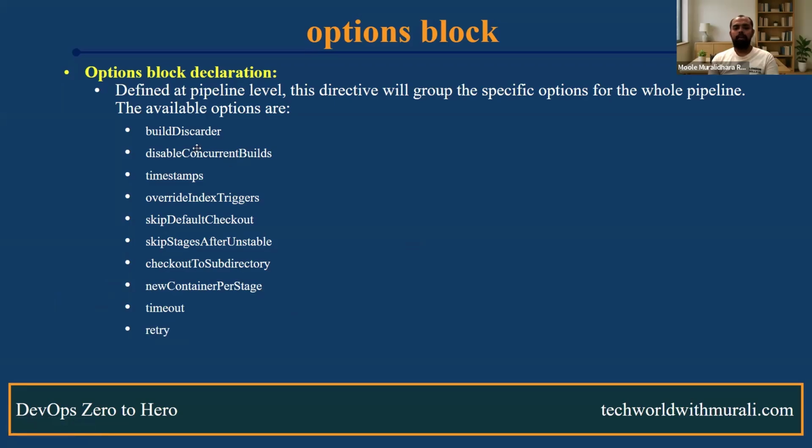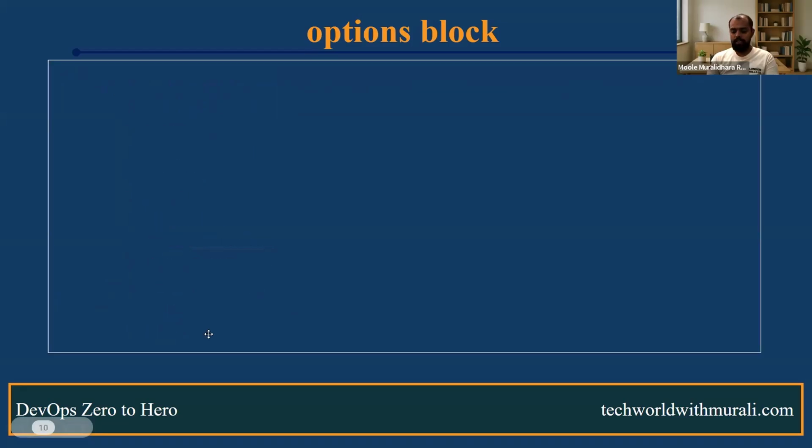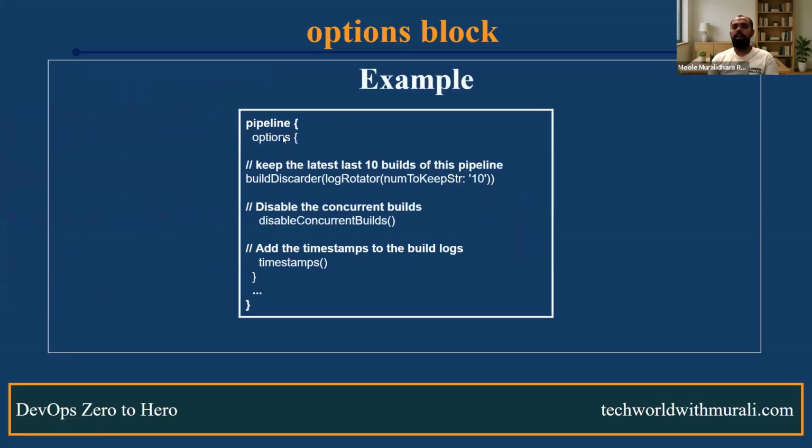Especially, guys, in real time, the ones that will be used are build discarder, disable concurrent builds, and timestamps. In very rare cases either timeout or retry will be used. Understand? So these are the options we'll be using. And also I'm going to show you an example. As I said, we will majorly use 3. And here you can see one is the pipeline options tag.